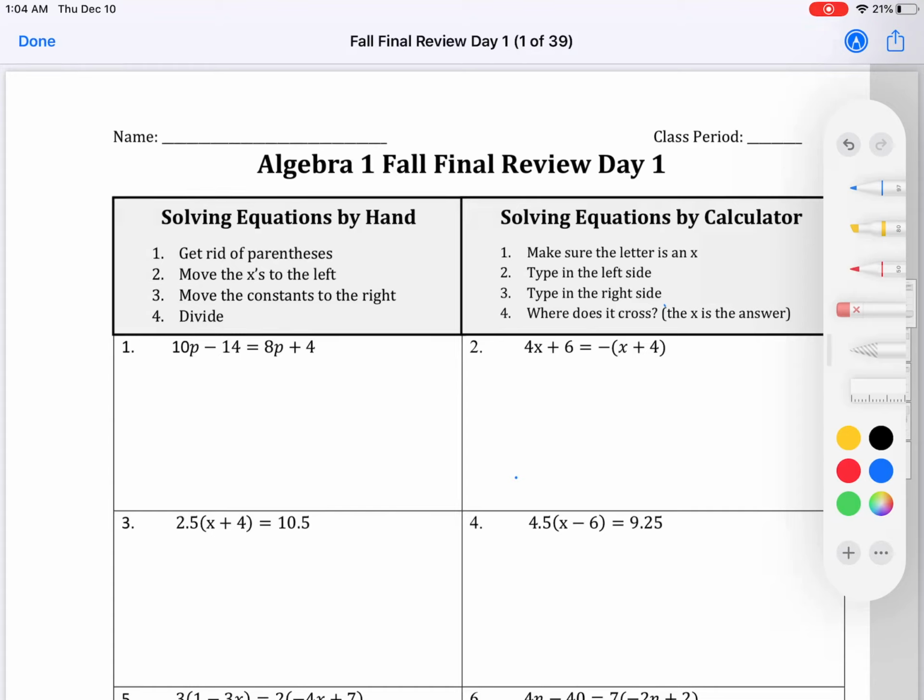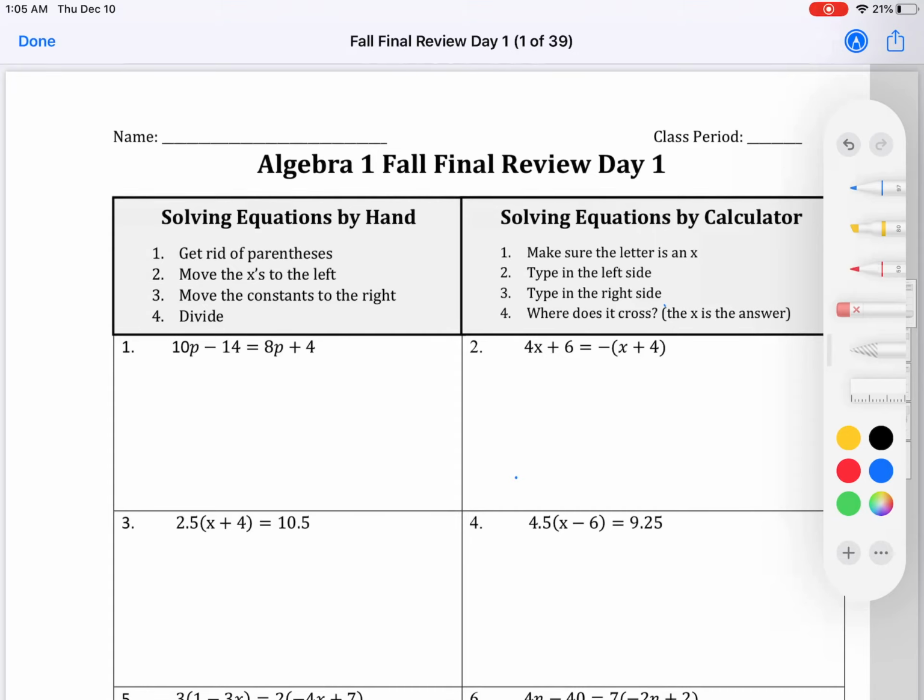All finals will be in school. There are no online final exams, so you will be coming to school to take your finals. In this section, we're going to look at how to solve by hand, and then I'll show you how you can do it in the calculator, and you can pick which way you prefer.